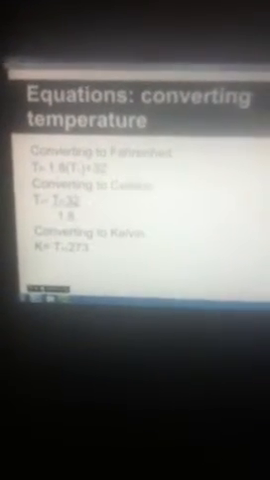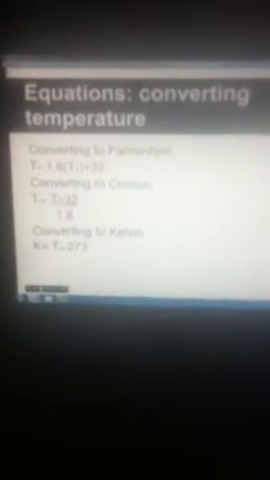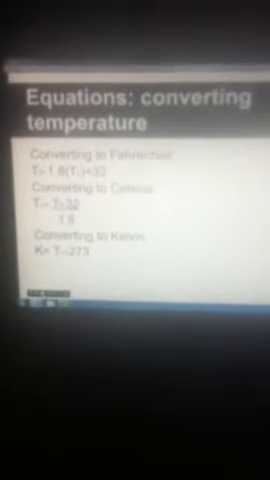Equations. Converting temperature. Converting to Fahrenheit: TF equals 1.8 times total Celsius plus 32. Converting to Celsius: total Celsius equals total Fahrenheit minus 32, divided by 1.8. Converting to Kelvin: Kelvin equals total Celsius plus 273.